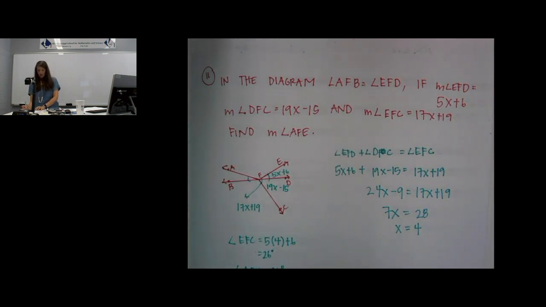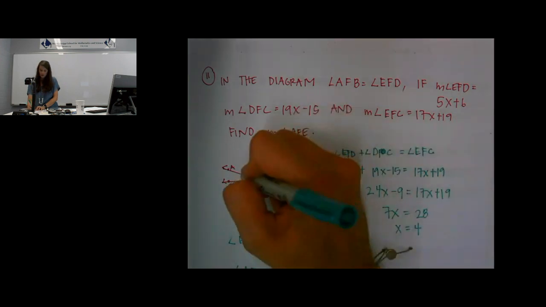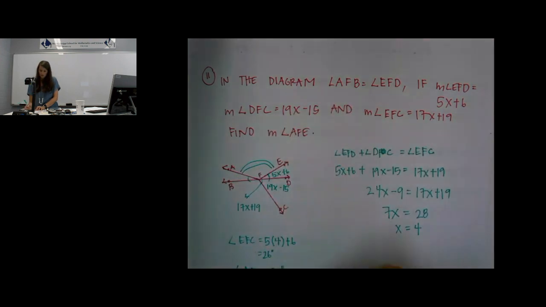Okay, and I know now this is a straight line right here. So this angle up here, straight line, is equal to 180. So I would say 180 minus 26 minus 26. Okay, so that would be what? 180 minus 26 minus 26. So it would be 128. That would be angle AFE.